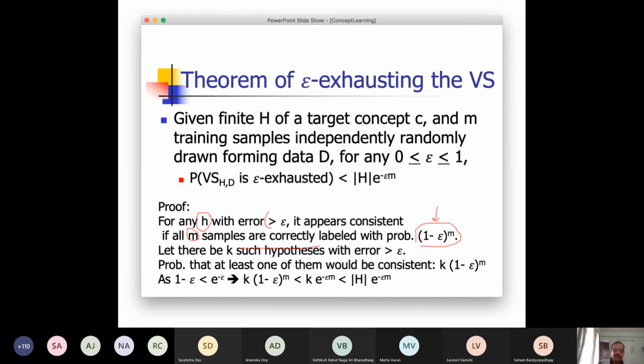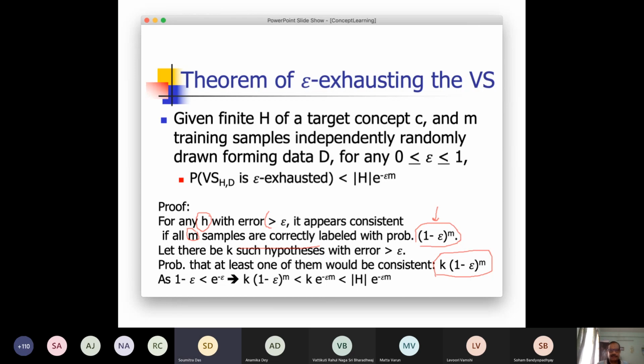Is it clear? Now consider there are k such hypotheses in your hypothesis space, because it is not only one hypothesis, but there could be multiple hypotheses which are consistent with your training data but whose true error is greater than epsilon. We want that none of them should be in your version space. That is the idea. So the probability that at least one of them would be consistent is this. Sorry, at least one of them should not be in your version space. So the probability that at least one of them would be consistent is, because any one of them could be chosen, this probability.